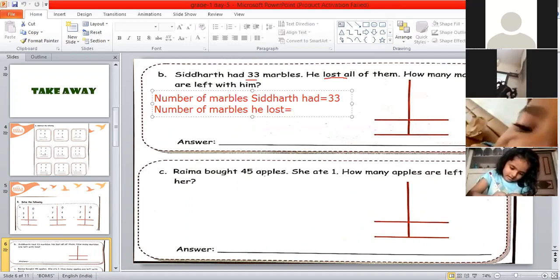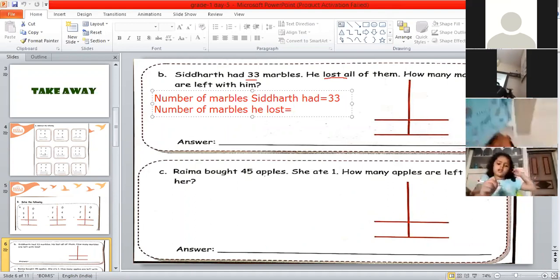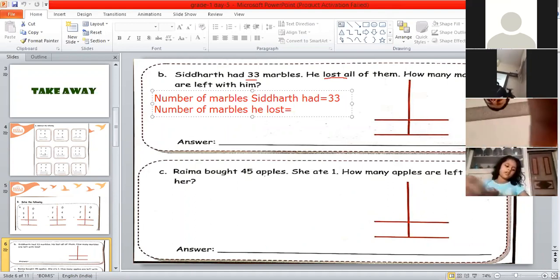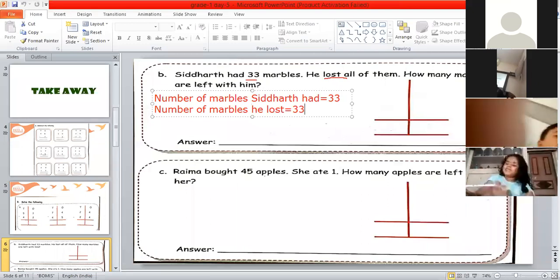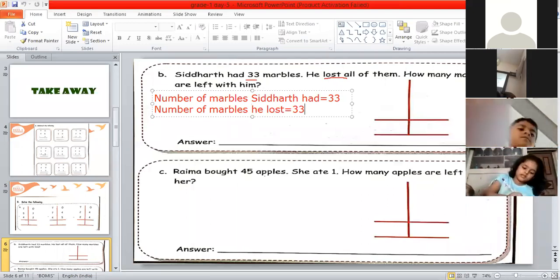So they said that he lost all of them. All of them means whatever he had, he lost everything. So he had 33 marbles, so he lost also 33 marbles. Okay. So number of marbles Siddharth had equal to 33. Number of marbles he lost equal to 33. Start writing. Come on. Dhirav, please sit down and start writing.